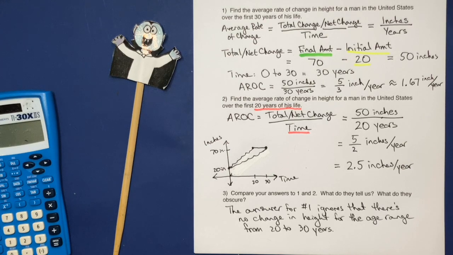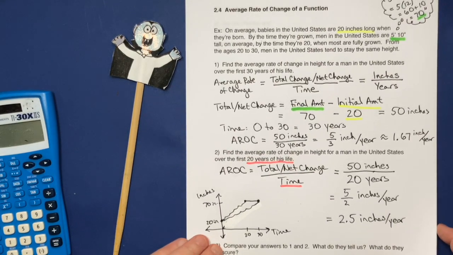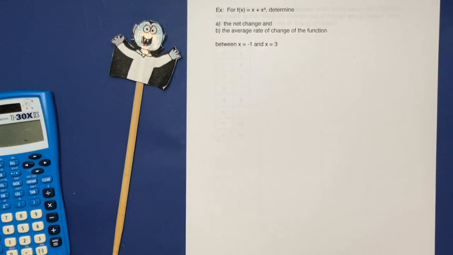So as we embark on 2.4, we need to make sure we really look at the information very carefully so that we don't let these numbers obscure what's actually happening. Okay, so that's the big warning at the beginning. And let's go ahead. Let me try one more problem.